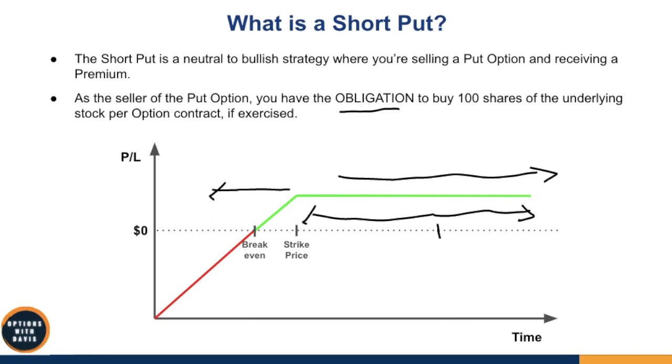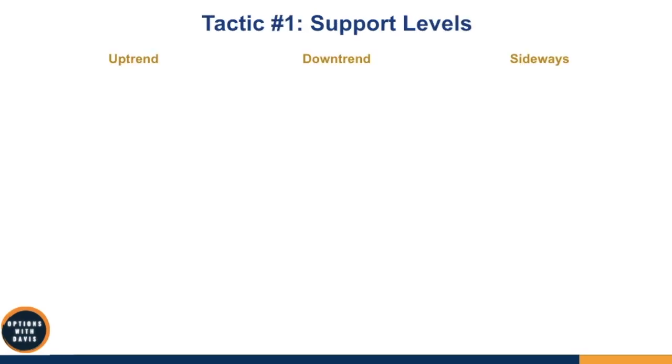All right, so let's get to the tactics. The very first tactic is to find support levels. Support levels, you can find them in an uptrend, in a downtrend, and in a sideways market. So first of all, in an uptrend.